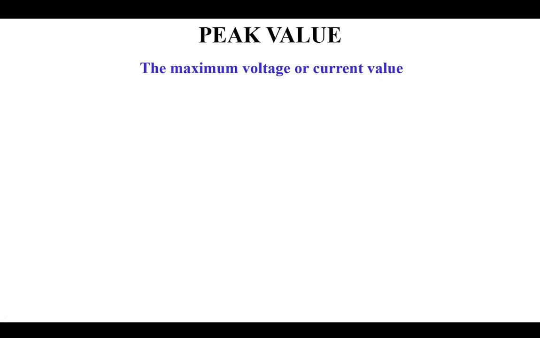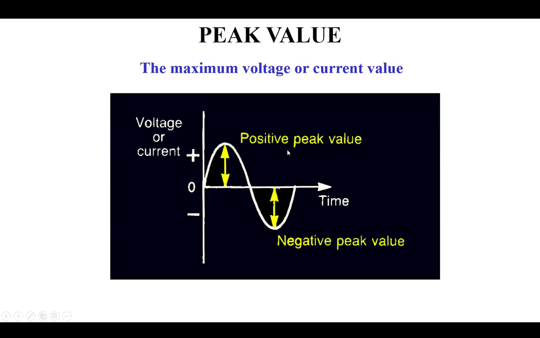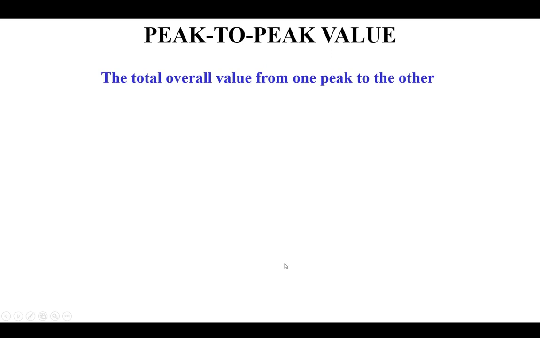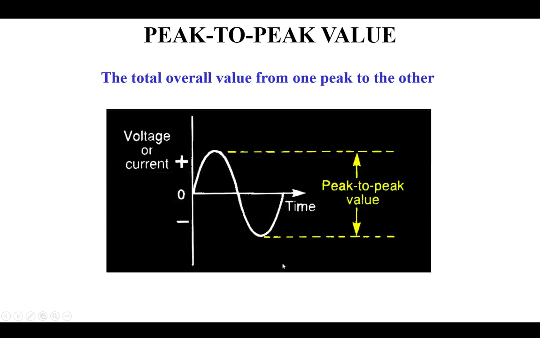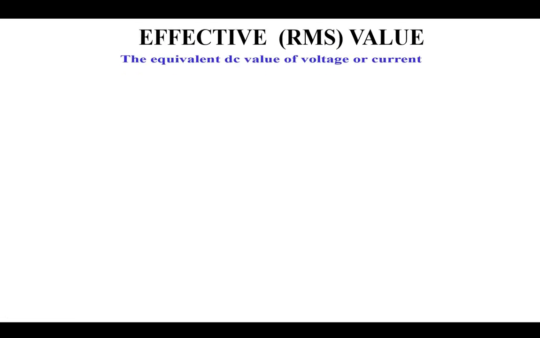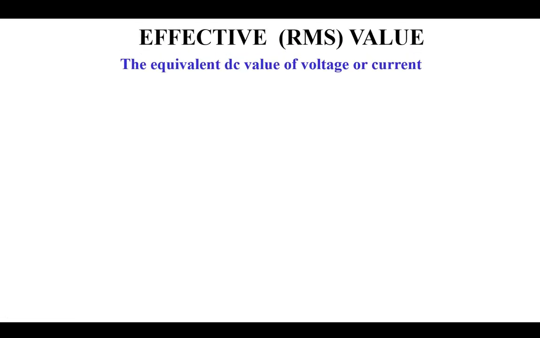The peak value, as you can figure out, is the highest the waveform ever achieves. Positive and negative peaks. The peak-to-peak value, again as the name implies, is from peak to peak, and it's obviously going to be 2 times V peak.